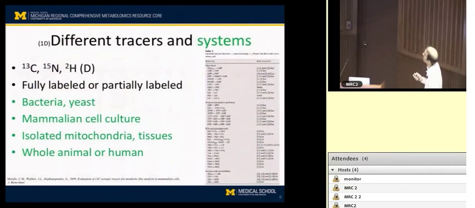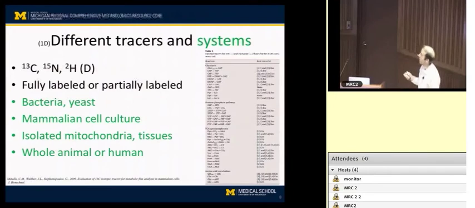Okay, very good. So different tracers and systems. What can we use to measure flux? There are lots of different tracers that you could use, but the most common atoms that are labeled and commercially purchasable are carbon-13, nitrogen-15, deuterium, and I should also add oxygen-18. So those are 4 commonly used tracer molecules. There are others out there that you might consider using, generally more expensive.